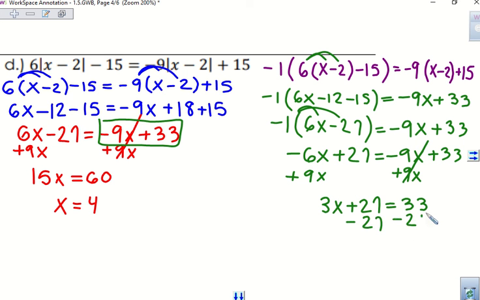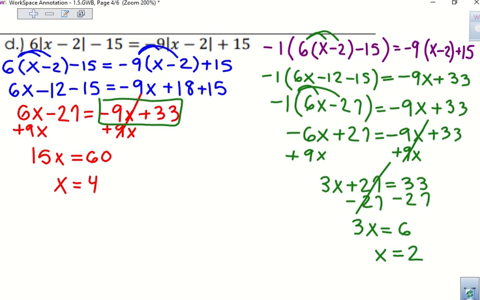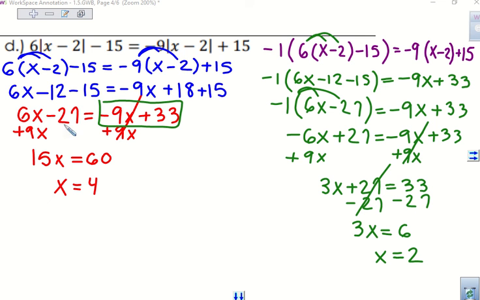Subtract. x equals 2. So we get two versions of this, okay? Now, we want to plug both of these back in, but it's going to take us a while to do that, so let me show you a little trick.